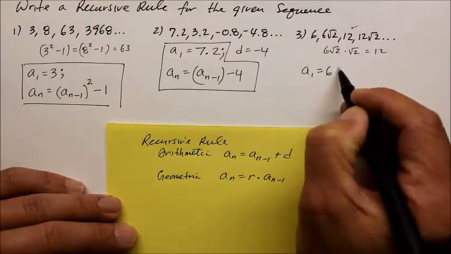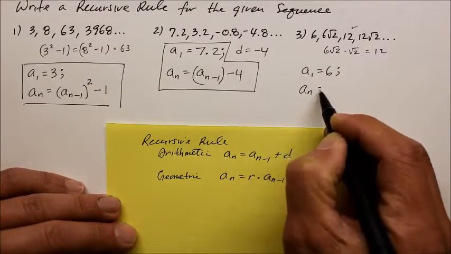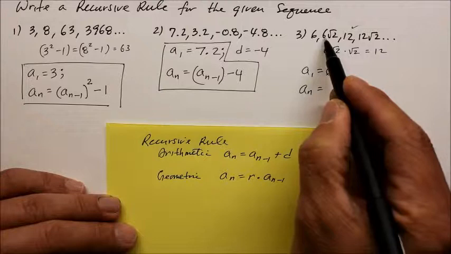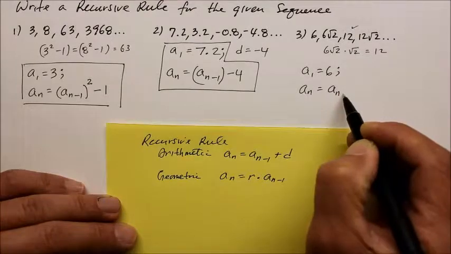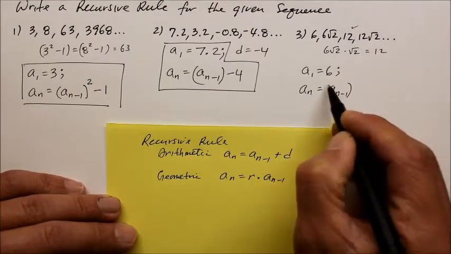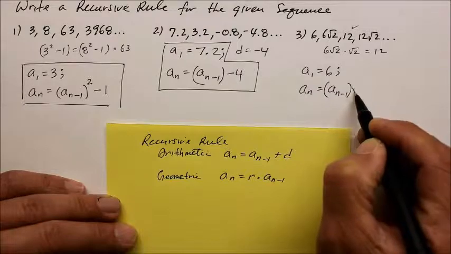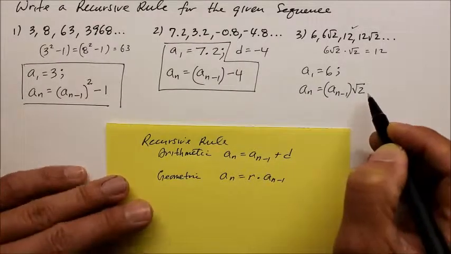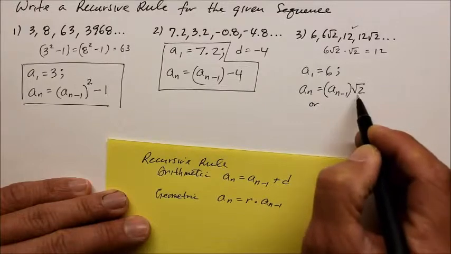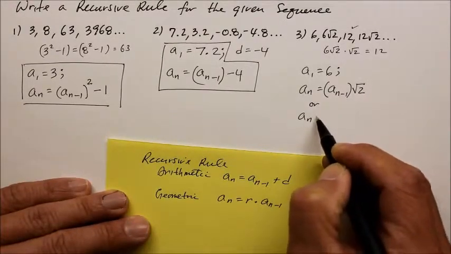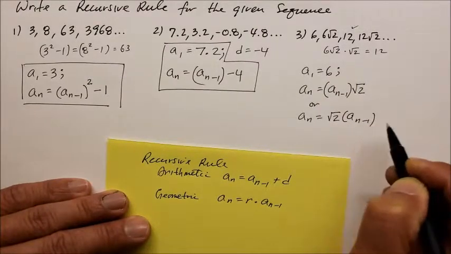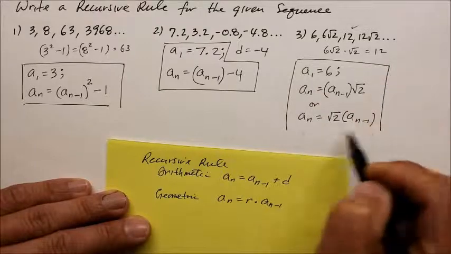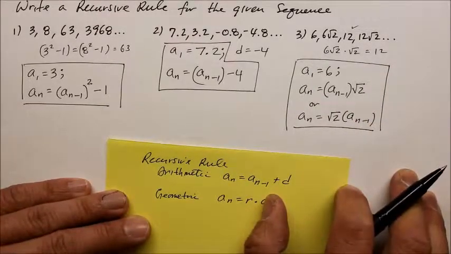That's easy. Semicolon. What's the rule? Well, a sub n is equal to, let's look at, again, 6 square root of 2. What's happening with the term before? What we're doing with the term before, a sub n minus 1, is we are simply taking the whole thing and multiplying it by radical 2. And sometimes, since that is a factor, the book will say a sub n is equal to square root of 2 times the previous term, a sub n minus 1. So that becomes your answer. Alright, recursive rule for arithmetic sequence and geometric sequence. Not too bad, huh?